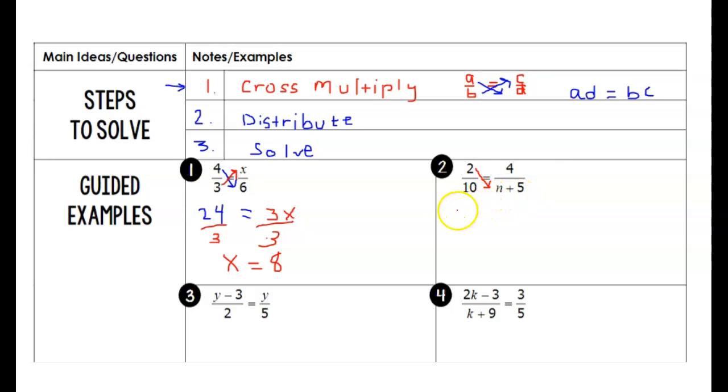Now be careful when you do it, guys. Do not write this. This is a big no-no. Do not do 2n plus 5. Is that correct? No, it is not. You need to multiply this 2 by everything, which means I'm adding my parentheses in. I'm taking 2 times the entire quantity n plus 5. Okay? The next step, I got a 4 times 10. Cross multiplying. I know that's 40.